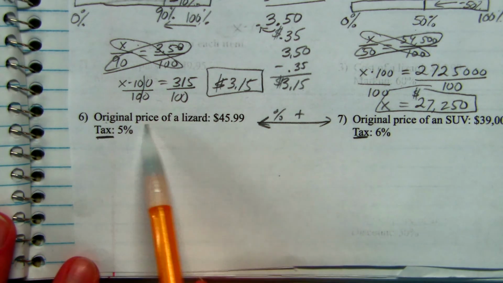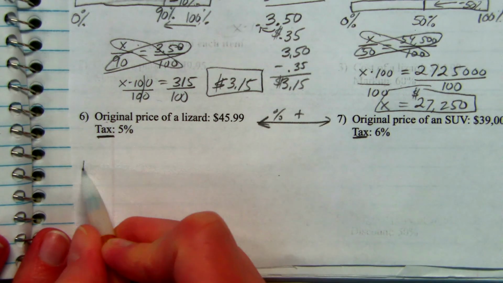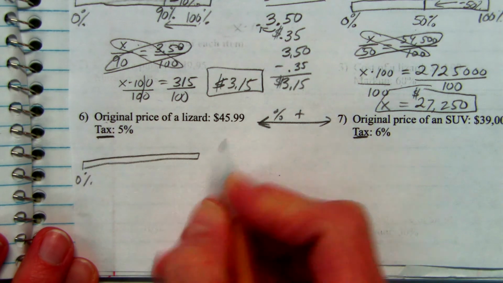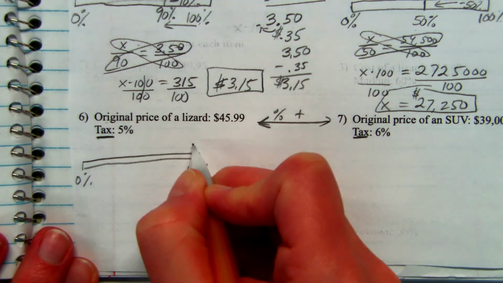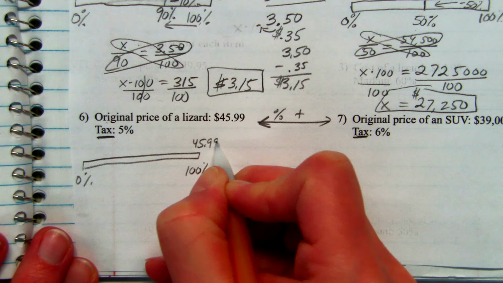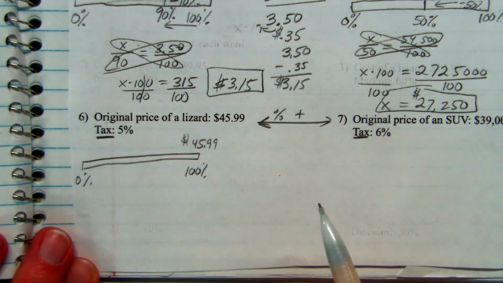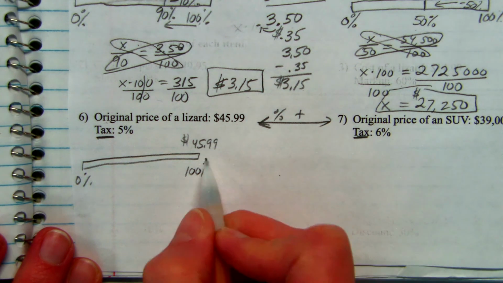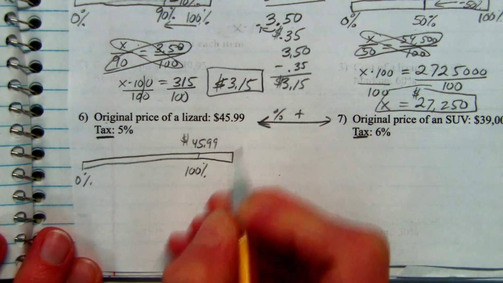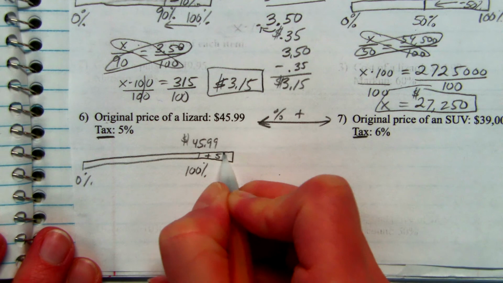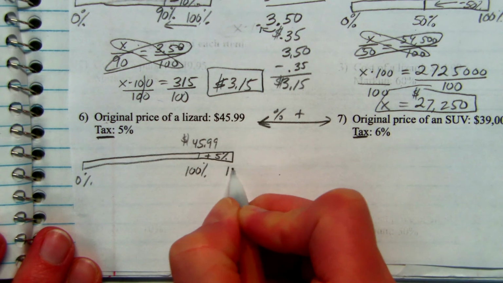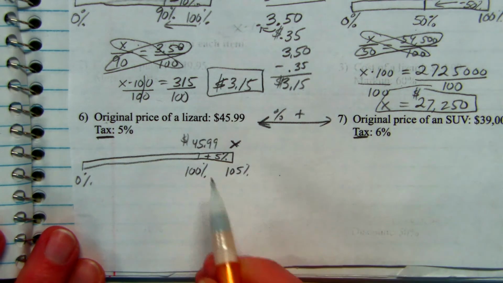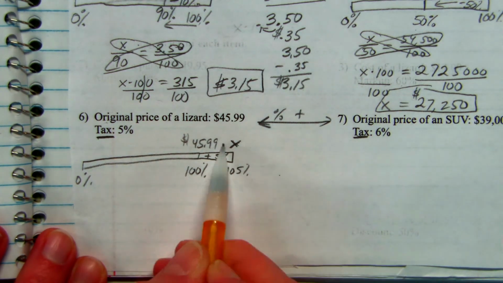So we have the original price of a lizard is $45.99. So I'm going to go ahead and set up my bar. Here's my 100%. So $45.99. This lizard is more expensive. It's a fancy lizard. And then we're adding 5%. So I'm actually making this look a little bigger than I should. But we're adding 5%, which means we'll be at 105. And we're trying to figure out this price right here.